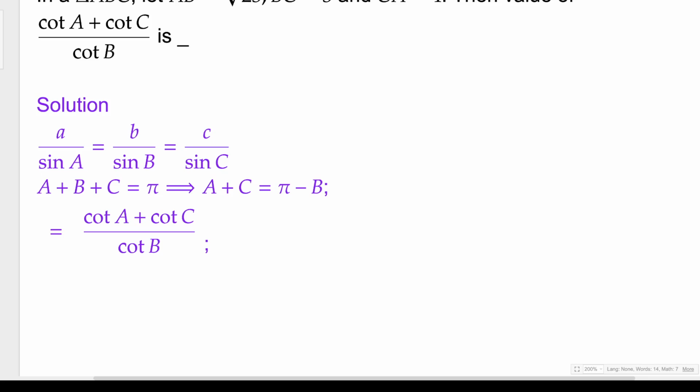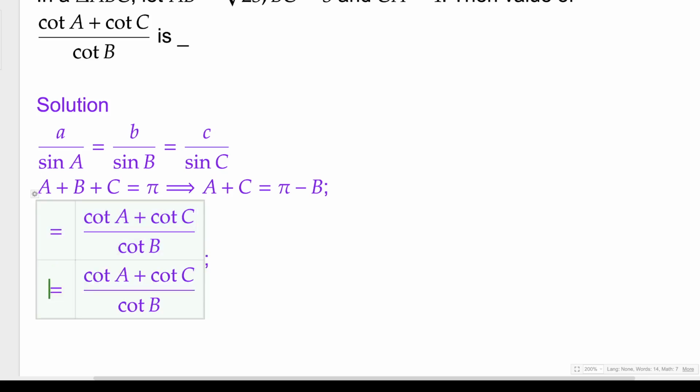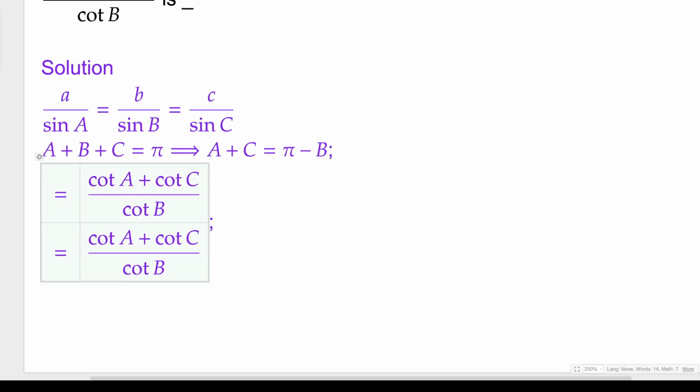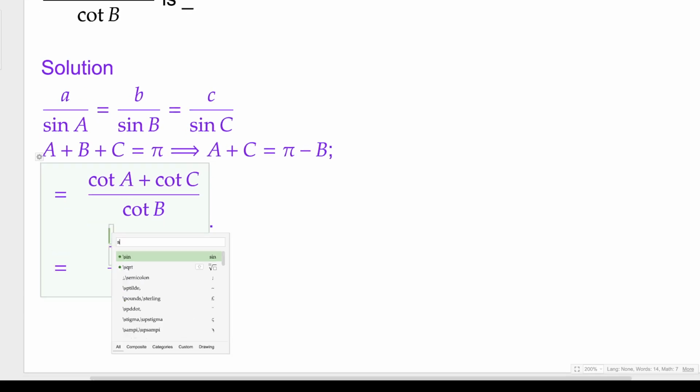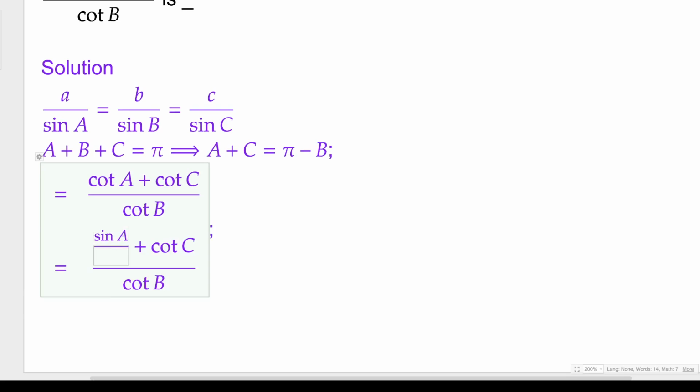Now I'll just replicate this as it is. Here, I'll decompose the cotangent into sine and cosine. So cotangent of A can be written as cosine of A over sine of A. Similarly, I'll do it for the angle C, and the same for angle B as well. Cotangent of B would be cosine of B over sine of B.